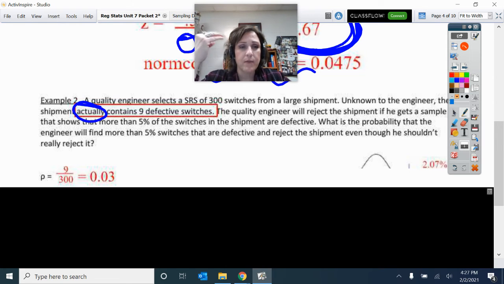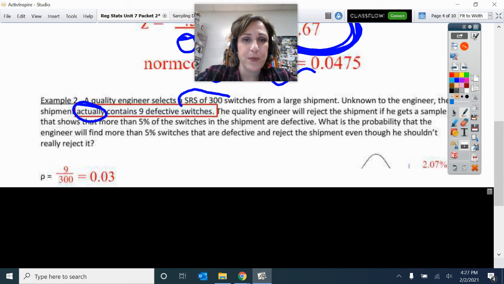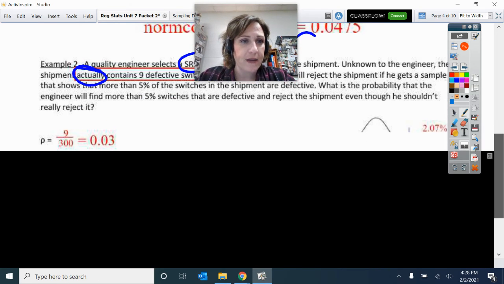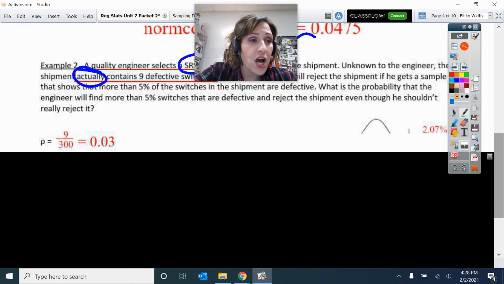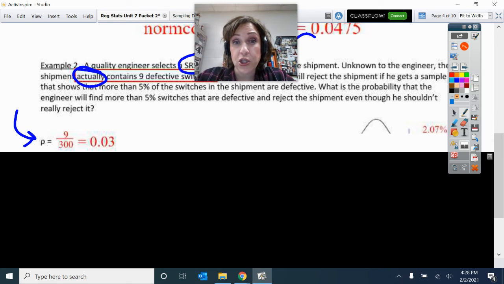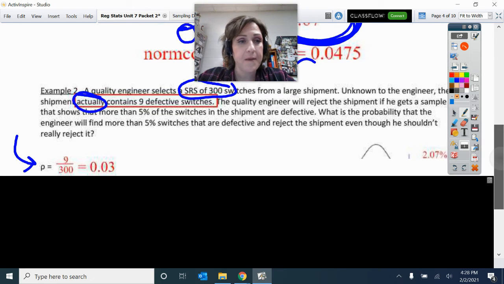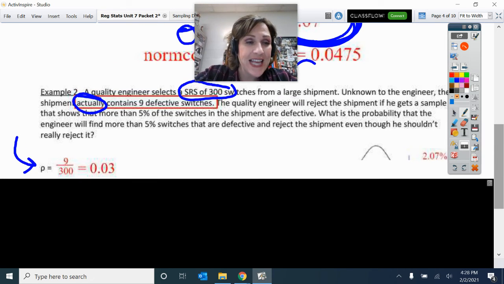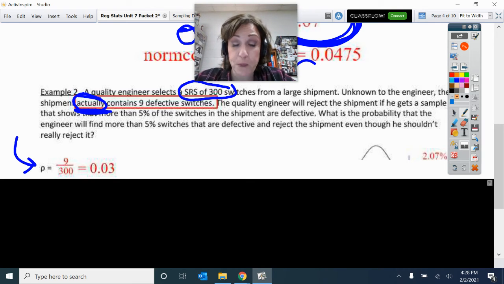When I made this problem, I forgot to fix it for you guys. I meant for this to be a sample, but anyway, I had stated it as a population, but we're going to go with that. So you might not get a population P straight from the numbers. You might have to figure out what that population P is. Okay? All right, so this is actual. So that's the population amount, 9 per every 300. We'll just say it that way.